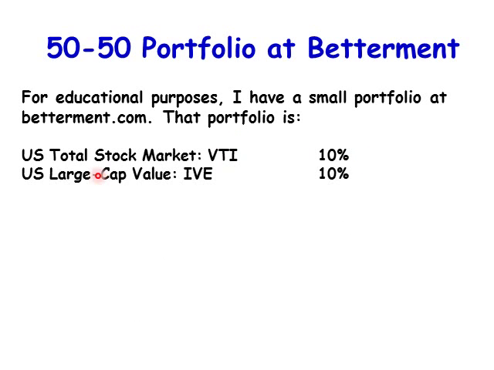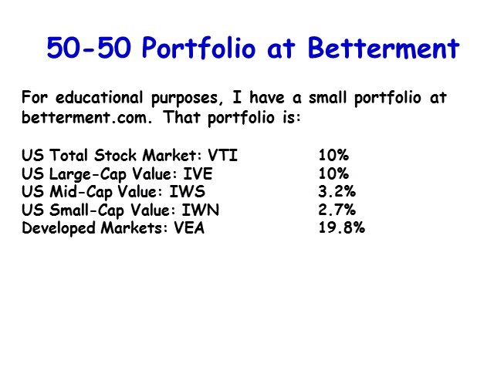So I have a small portfolio at betterment.com, and that portfolio consists of ETFs. Betterment.com uses ETFs. U.S. total stock market, VTI, is 10%. U.S. large cap value fund, IVE, is 10%. U.S. mid cap value fund is 3.2%. U.S. small cap value is 2.7%, and developed markets, this is international, is 19.8%, and emerging markets 4.2%.